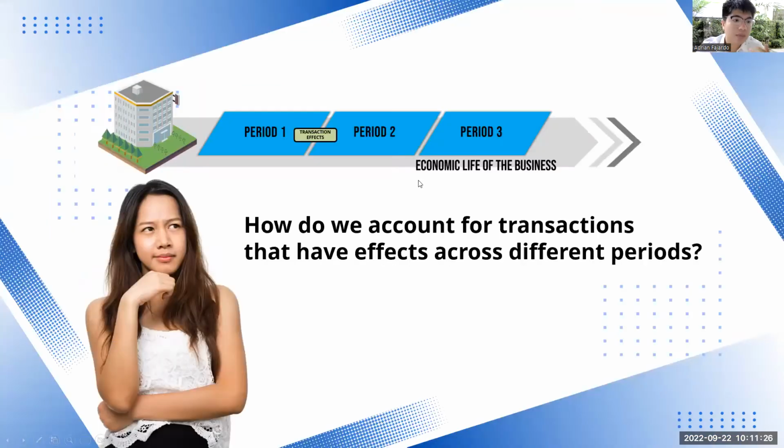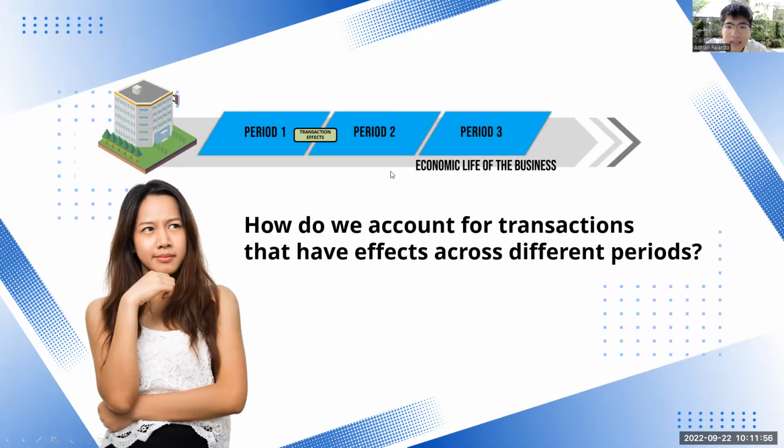And the reason why we're bringing this up is that sometimes some transactions have an effect on 2 different periods. Sometimes merong effect siya kay period 1 and then yung other effect niya is kay period 2. And therefore, because of these, usually it will require us to make what we call adjusting entries, right? So the question that we're trying to solve here is that how do we actually account for transactions that have different effects across different periods, right?